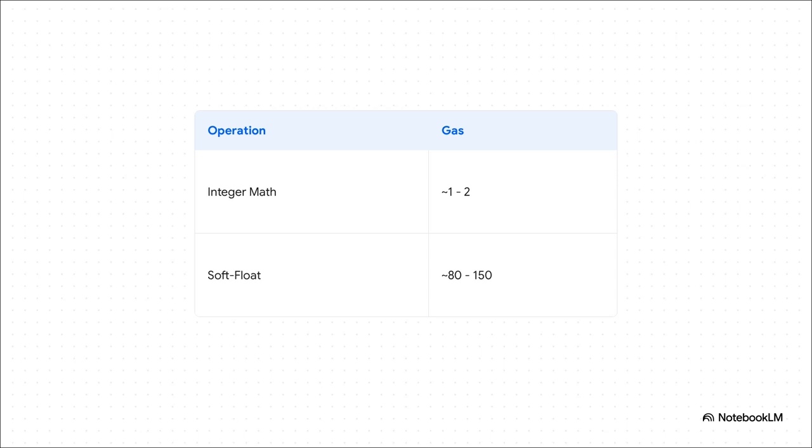Basic native integer math on Stylus costs about 1 to 2 gas per step. But emulating those floating point calculations using scaled soft float math balloons to 80 to 150 gas per step. Simulating a sine wave or a square root using these scaling tricks burns massive amounts of metabolic energy. It is an incredibly heavy computational burden.